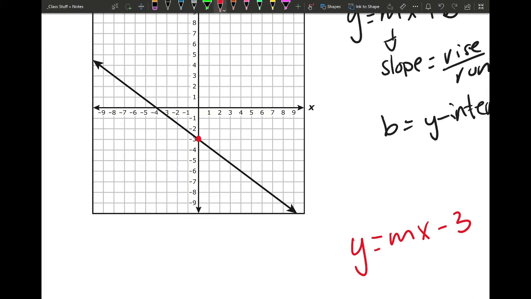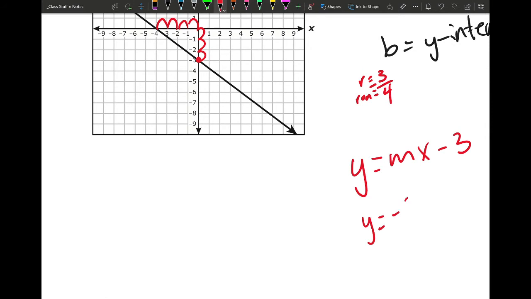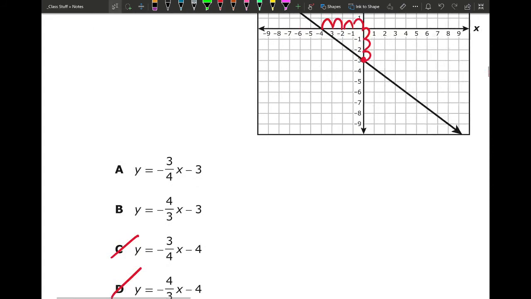So in this case, I'm going to go up 1, 2, 3. So my rise equals 3. My run is going to be 1, 2, 3, 4. But it went to the left, so it has to be negative. So y equals -3/4 x minus 3, which is A.